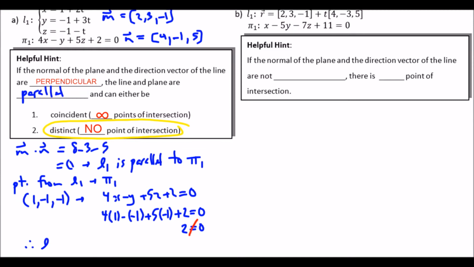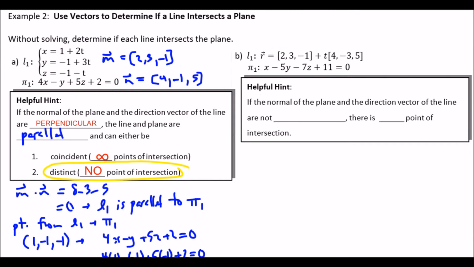Therefore, line 1 and plane 1 do not intersect. So, what does that mean? No solution.